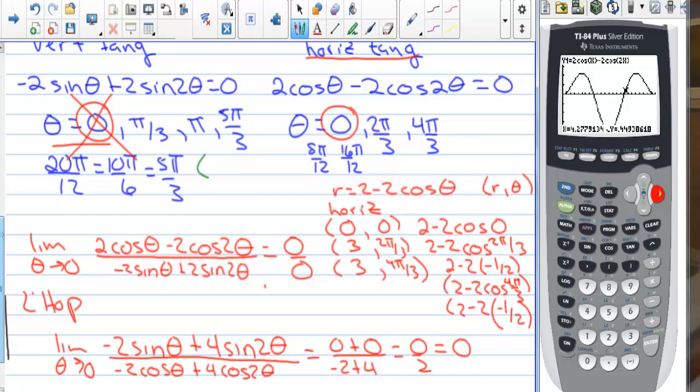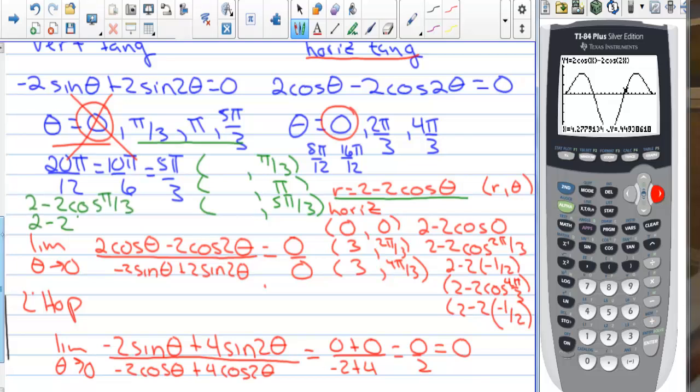And then over here, for the vertical, we have something comma pi over 3, something comma pi, and something comma 5 pi over 3. And we got to plug those values into the function. So we have 2 minus 2 cosine of pi over 3. The cosine of pi over 3 is 1/2, so 2 minus 1 is 1. And then when we plug pi into cosine, we have negative 1. That's 4. And then finally, we have 2 minus 2 cosine of 5 pi over 3. Well, the cosine of 5 pi over 3 is 1/2, so we have 2 minus 1 again, and that is 1.